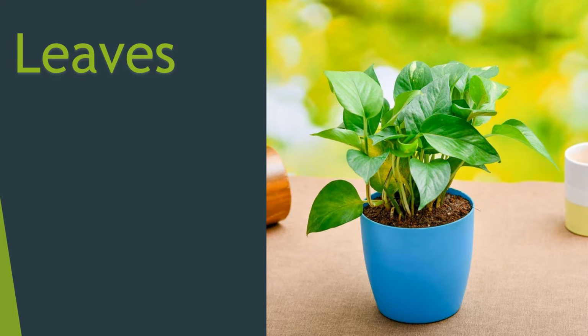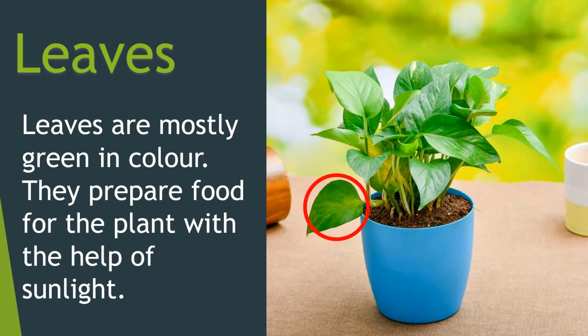Next is leaves. Leaves are mostly green in color. They prepare food for the plant with the help of sunlight. Children, the plants or the trees have leaves. The leaves are green in color and have small pores in them which we cannot see. That is called the stomata, or the small pore openings. These pores help the plant to prepare food.